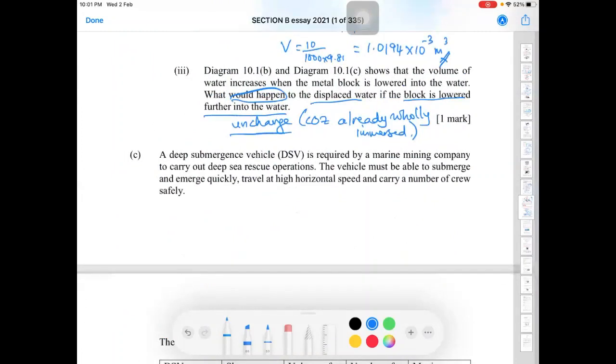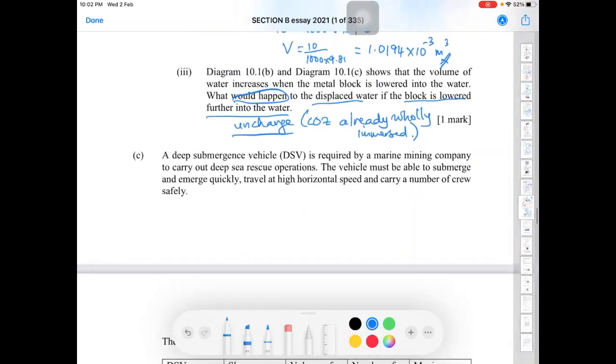Okay, C, a deep submerged vehicle. This is the one that goes under the sea water. It is required by a marine mining company to carry out a deep sea rescue operation. So the vehicle must be able to submerge and emerge quickly. In the question there are phrases like travel at high speed and carry many passengers safely, which you cannot use. Reject them. So you cannot use these phrases. That is why you must read the question and underline the things you reject, which you cannot use in your reason.